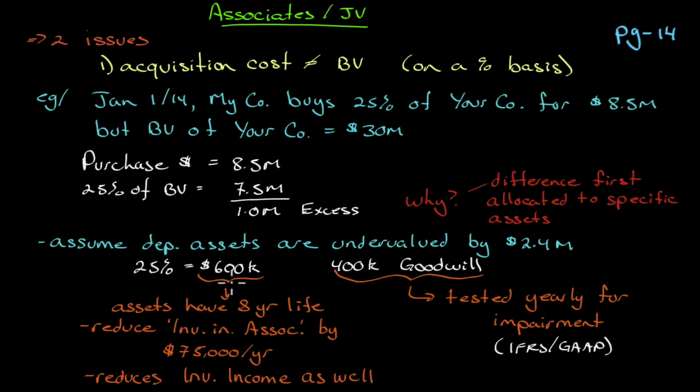What do we do with this $600,000 now? Well, these assets have an 8-year life, let's say. So we're going to reduce our investment in associates by $75,000 a year, which reduces investment income as well.